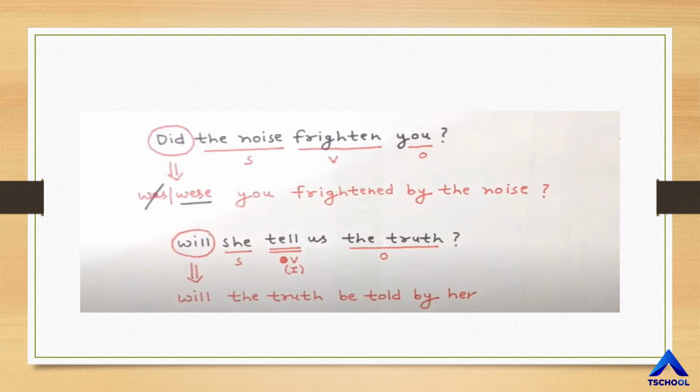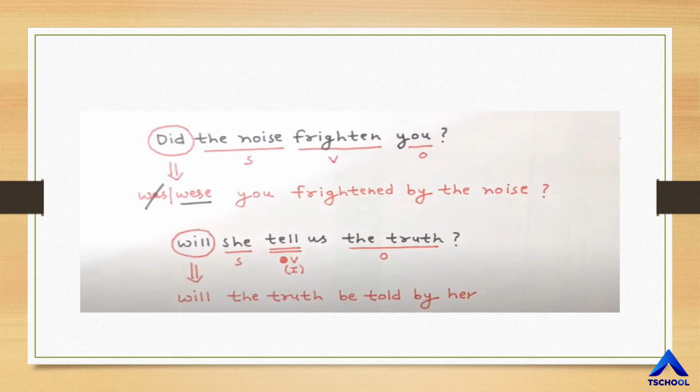Next example. Will she tell us the truth? Will is a modal, so will remains as it is. She is the subject. Tell is the verb. The truth is the object. Subject becomes object, object becomes subject, and the verb will get into the third form while converting from active to passive.